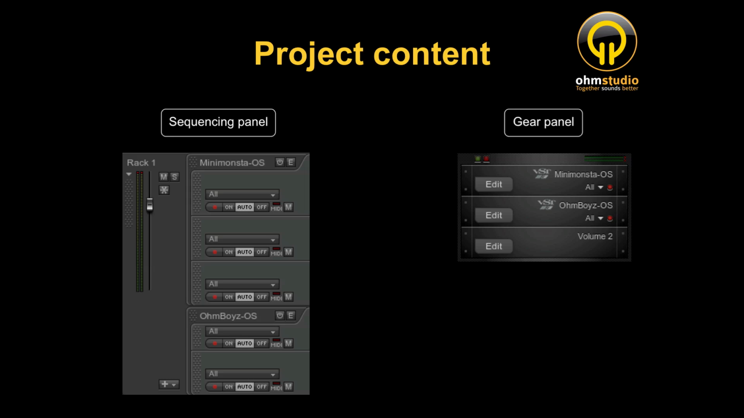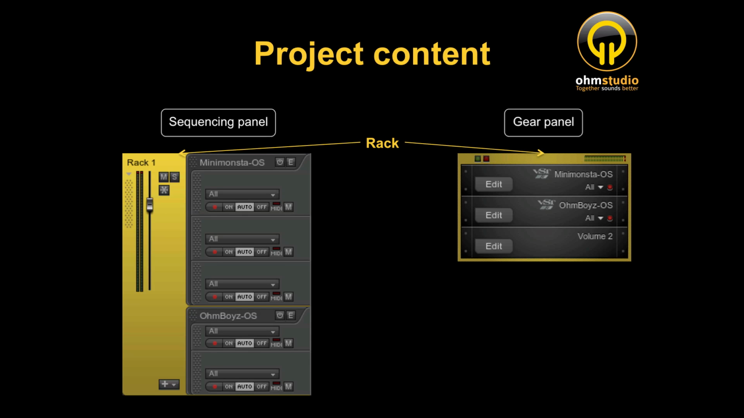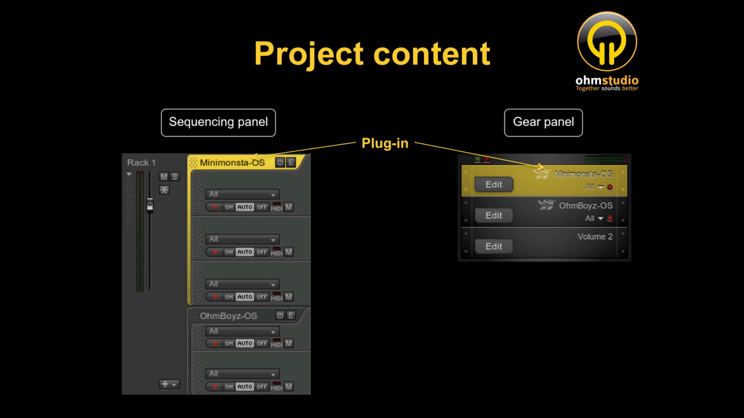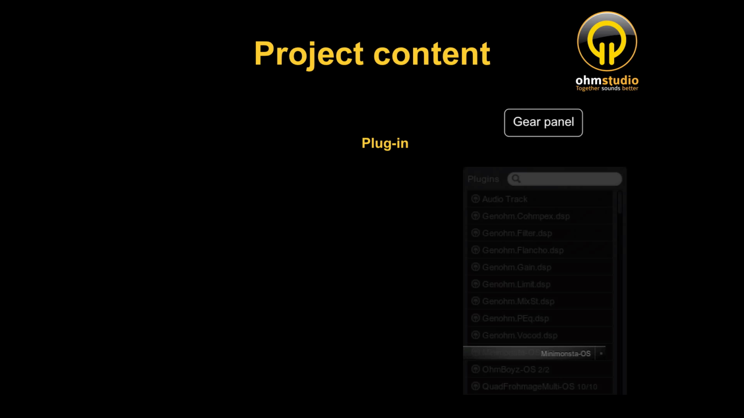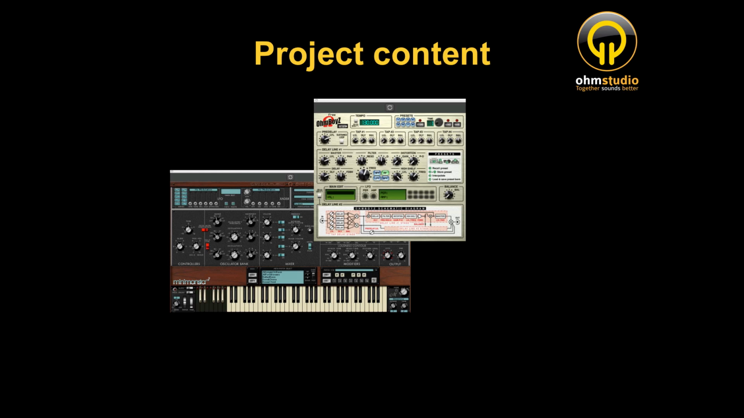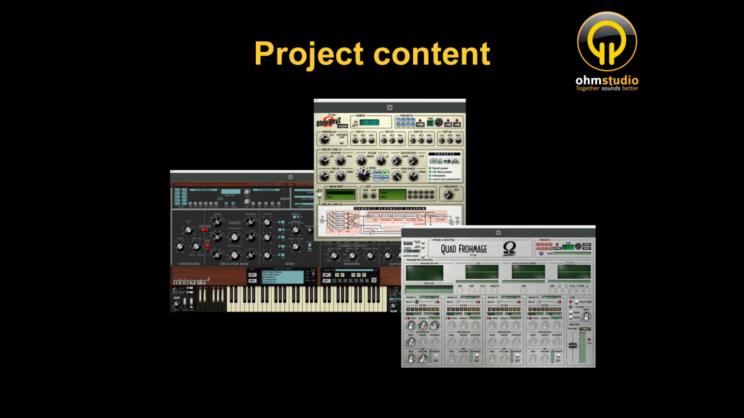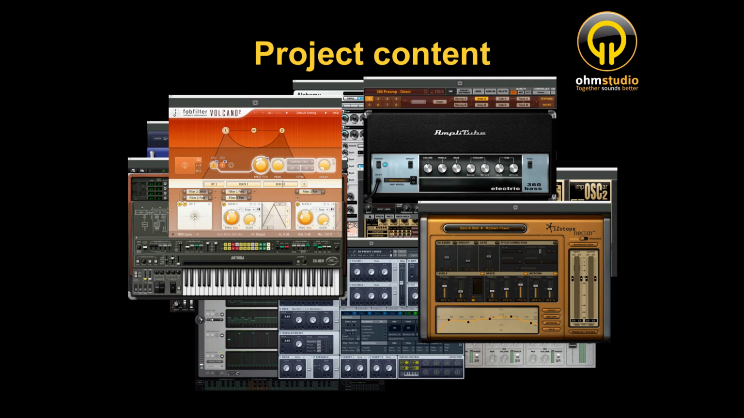At the ground level, there are racks. Roughly speaking, a rack is the equivalent of a channel strip, if it can help you understand better, and it contains one or more plugins. A plugin generates or processes sound. It can be an audio track, an instrument, or an effect plugin. The Ohm Studio comes with a couple of built-in instrument and effect plugins. It also accepts VST plugins.